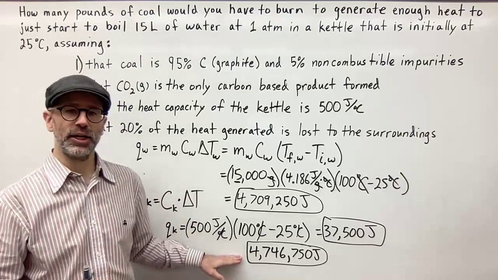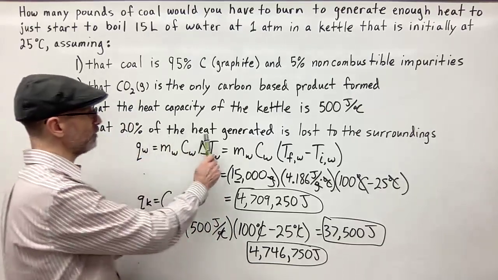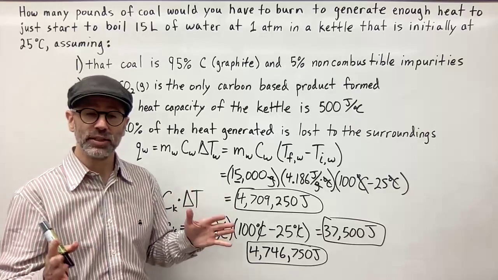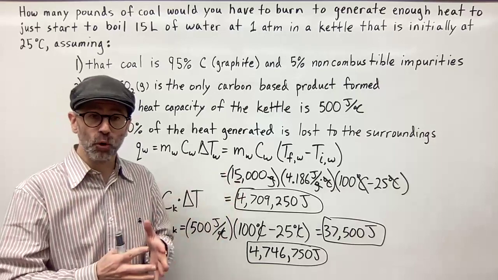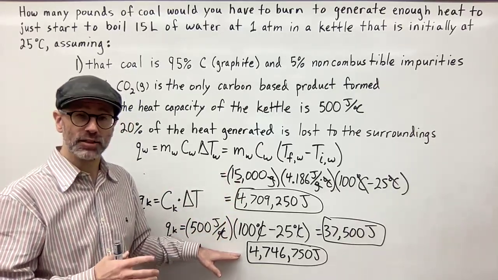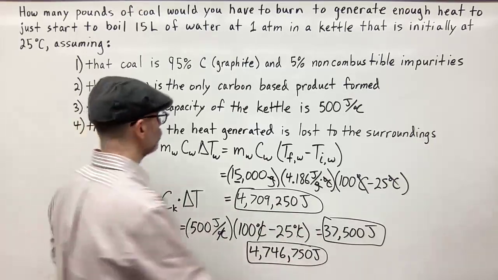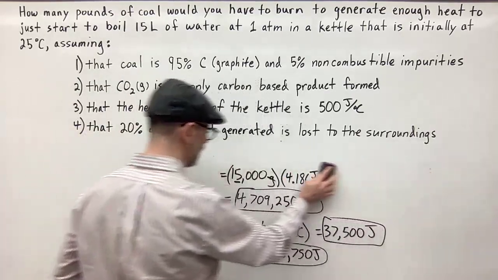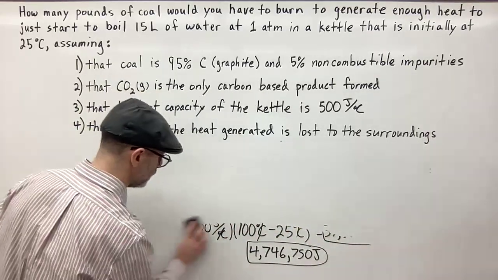Okay, but we're not done here yet. We were told one of our assumptions is that 20% of the heat that's generated from the coal is lost to the surroundings. So if we're going to calculate the amount of pounds of coal to be burned, well, we've got to consider the 20% that was lost, right? So we need to add that to this total here. So let's go ahead and do that. So I don't need this anymore. We're done with this.